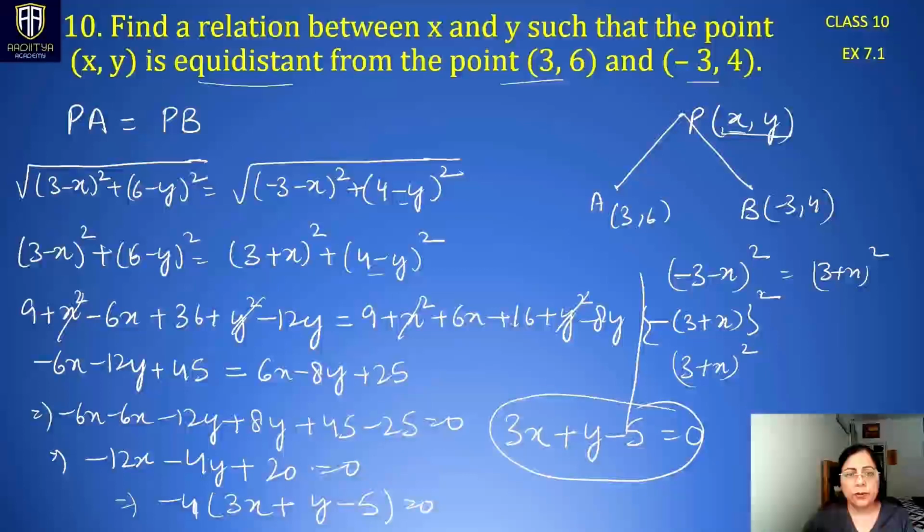This relationship is 3x plus y minus 5. We had to find the relationship between x and y. So it can be expressed in the form of this linear equation. This is a linear equation in two variables. So now we are done with exercise 7.1 of this chapter. I hope these questions are clear to you.